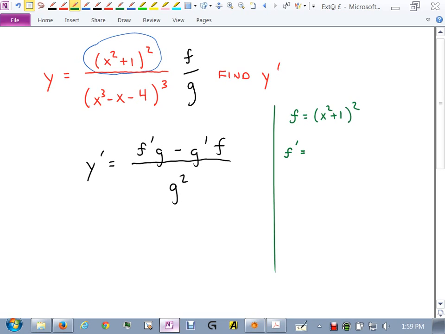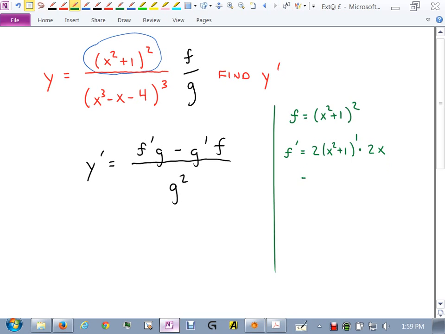So 2 times x squared plus 1 to the first power times 2x. Okay, if you got that, you're good to go with that right there. That is the chain rule on this one. So it's my mouse pointer raised to the second power. So it's 2 mouse pointers to the first power. Then I go inside and I take the derivative of the mouse pointer, which was the derivative of this, which is 2x. That's just what f prime is now.